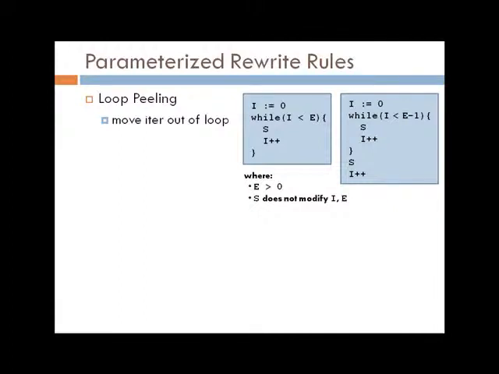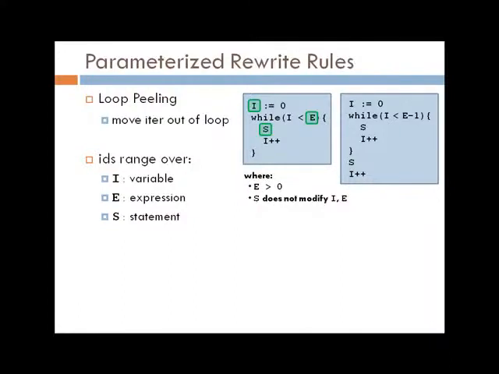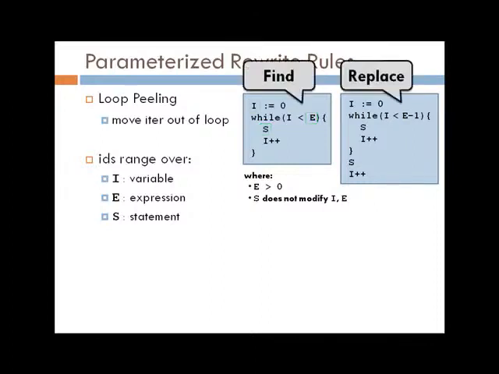This rewrite comprises a left and right parameterized program. The uppercase letters range over elements of concrete syntax. For example, I ranges over variables, E over expressions, and S over statements. The left parameterized program indicates a pattern to match, and the right parameterized program specifies what to replace that match code with. As a result, this rewrite moves the final iteration after the loop and decrements the loop bound by 1.